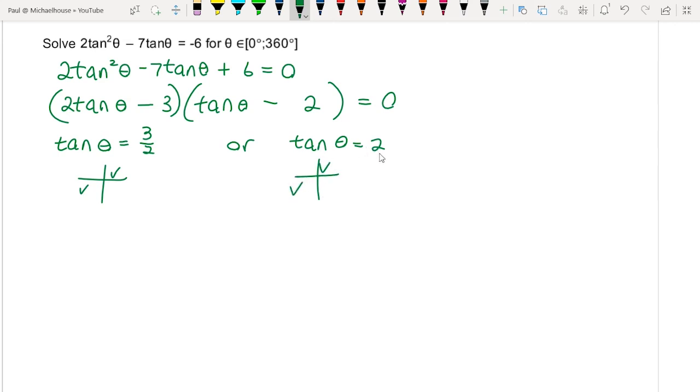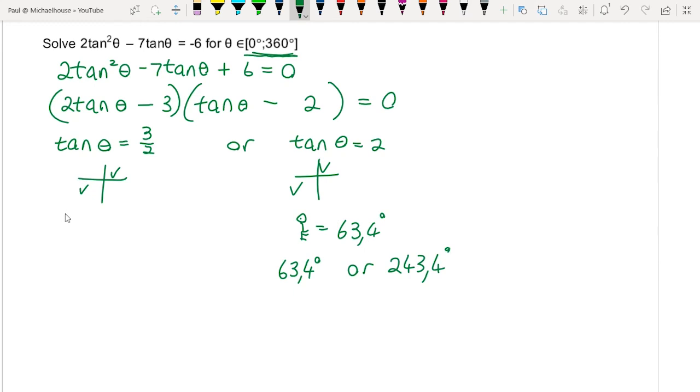In this case, our key angle is 63,4. And so our solutions here are 63,4 degrees, or in the third quadrant, we're just looking for solutions between 0 and 360, 180 plus 63,4, 243,4 degrees.